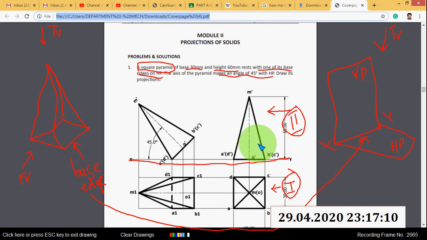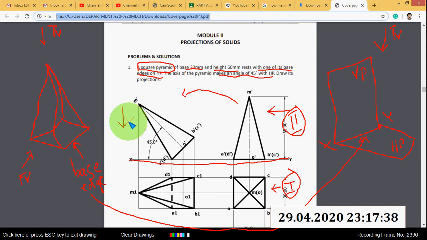Then tilt this object to the left side or right side. Here I am tilting this object to the left side such that this axis makes an angle of 45 degrees with the horizontal plane. You are tilting this object to the right side with an angle of 45 degrees. You can see this inclination is 45 degrees.